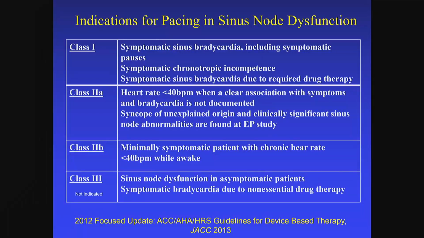Minimally symptomatic patients with chronic heart rates less than 40 while awake have a Class 2B indication, and a pacemaker can be considered. And in patients with sinus node dysfunction who are asymptomatic and symptomatic bradycardia due to non-essential drug therapy, a pacemaker is not indicated and may be detrimental.